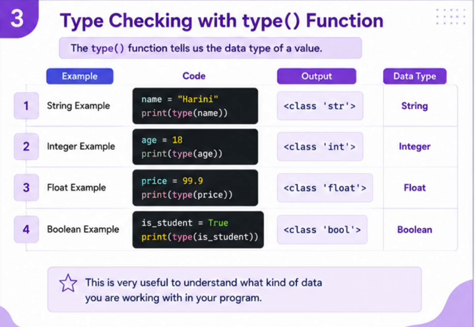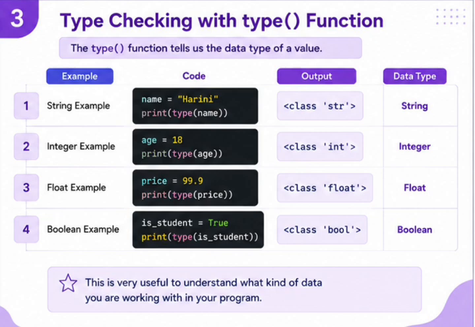Slide 3. Type checking with the type function. Now that we have covered integers, floats, strings, and booleans, you might wonder, what if I'm looking at a variable and I'm not entirely sure what data type it is? Python has a fantastic built-in tool just for this, called the type function. When you pass a variable into type, Python inspects it and tells you exactly what category it belongs to.